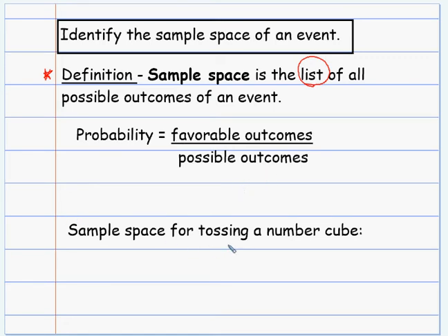So, sample space for tossing a number cube. If you roll a number cube, you could get a 1, a 2, a 3, a 4, a 5, or a 6. And then frequently you'll see the braces in front of it. This is the sample space. This is a list. This is how you need to answer sample space questions. Okay, and we can use this then to know how many outcomes there are for probability.